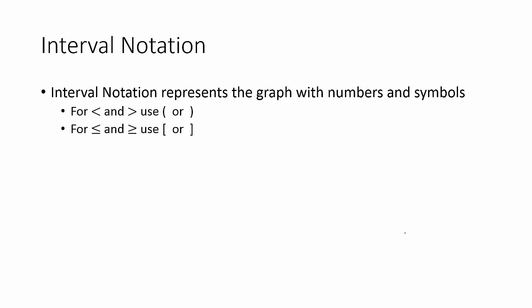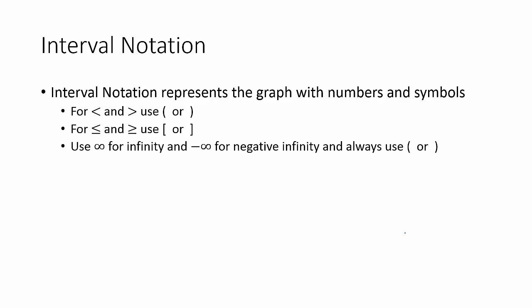And because our arrows often go off forever either to the left or to the right, we need something to represent infinity. We use what looks like a sideways 8 for infinity and a minus sideways 8 for negative infinity in what is called interval notation. And because we can never exactly get to infinity, we're going to always use curved brackets for our infinity.